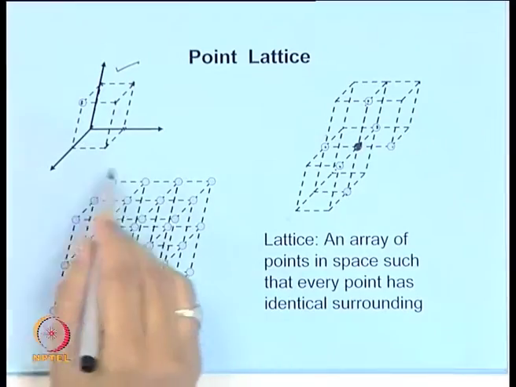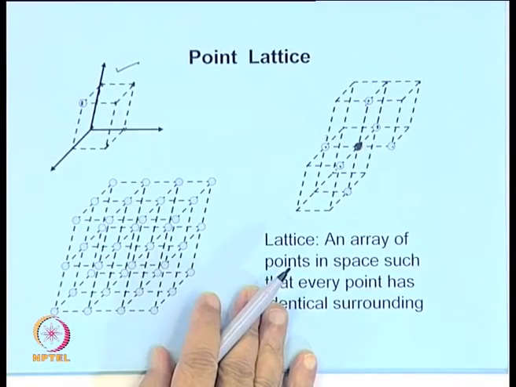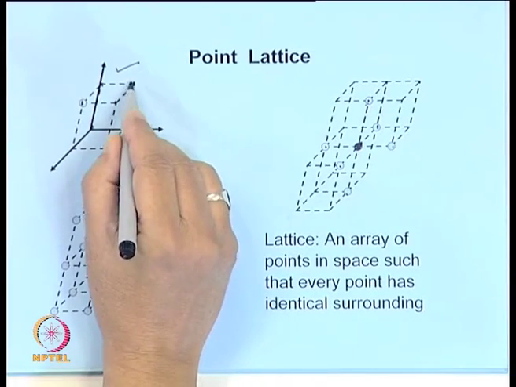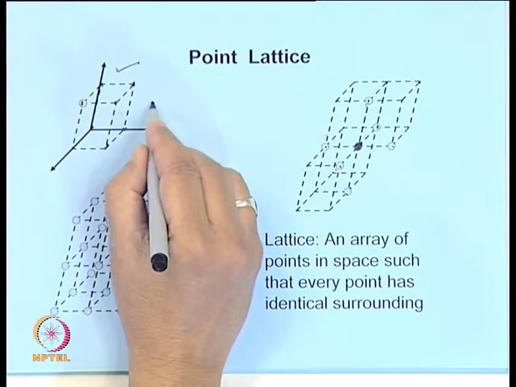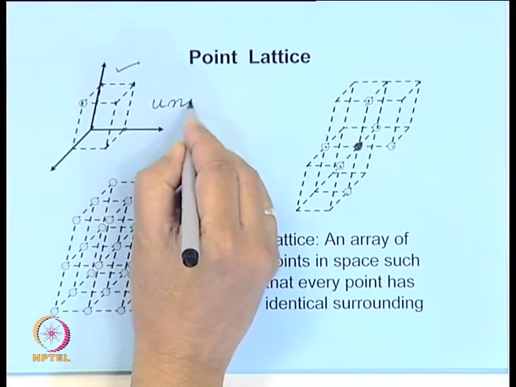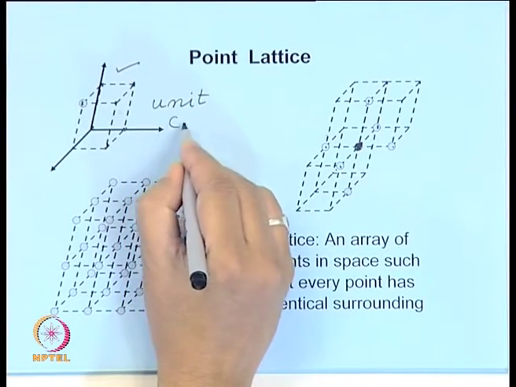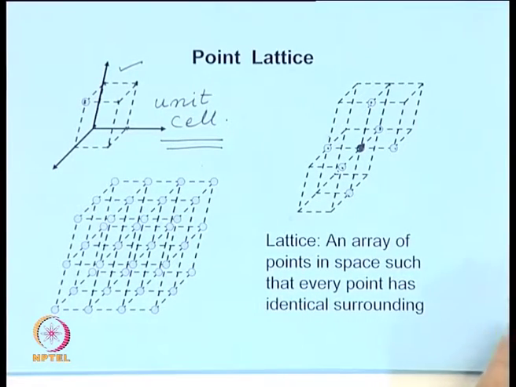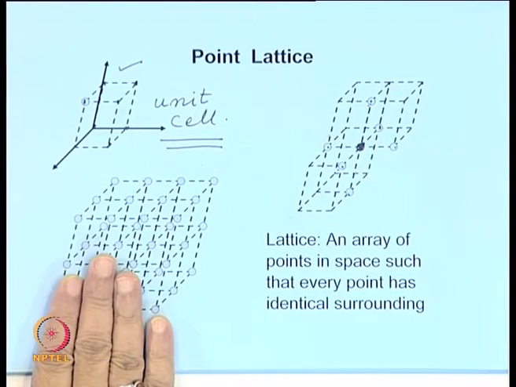If you repeat this, it is possible to generate a lattice of points like this, and this is called point lattice, and the smallest building block is known as unit cell. Now, all crystal structures we try to represent in terms of this lattice structure.